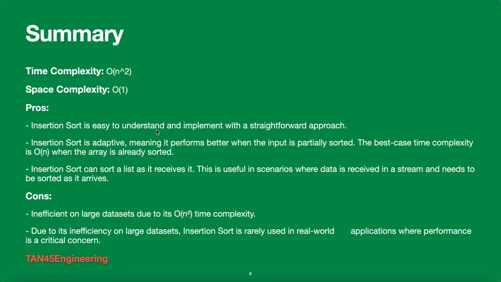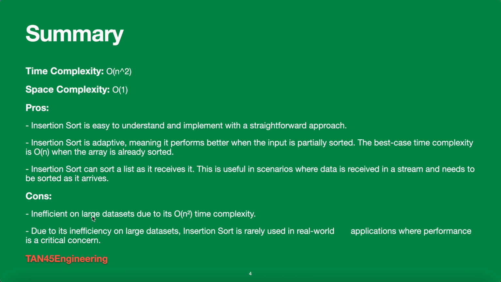Pros: insertion sort is easy to understand and implement, and pretty straightforward. Insertion sort is adaptive. Yes, so unlike selection sort, insertion sort is adaptive. That means if the input is already sorted or partially sorted, it will give us the best case time complexity of O of n. Insertion sort can sort a list as it receives it, so this is a very good advantage. So it can sort the numbers as and when it is receiving. You do not always need to have the complete list of numbers. You can process them one by one, and you can still sort it. So this is useful in scenarios where data is received in a stream and needs to be sorted.